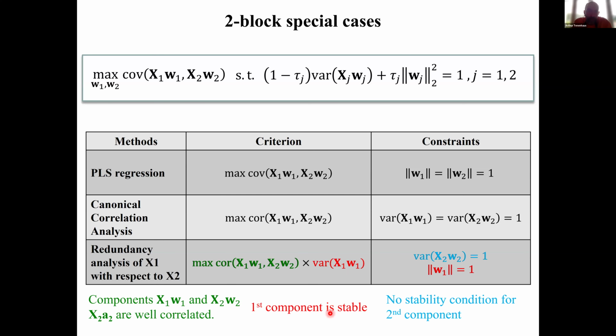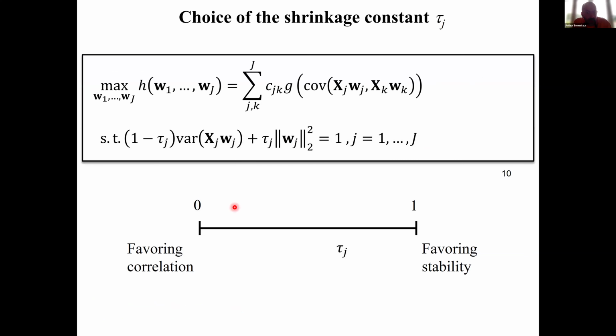And so you can see that if you want to choose a good value for tau g, if you choose tau g equal to 1, or close to 1, you are favoring stability. And if you choose tau g close to 0, you are favoring correlation between blocks, between modalities.